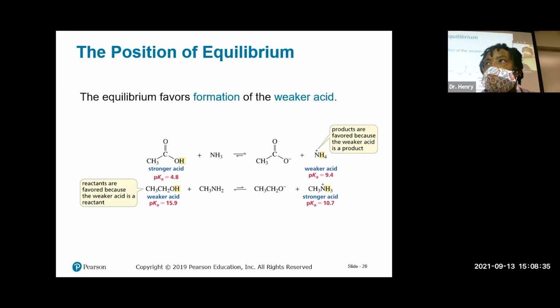And then on the other way, right here, this guy is the weaker acid. This guy's a stronger acid. So this guy's going to be pushing it that way because it's going to be more strongly dissociating than this guy. Okay.